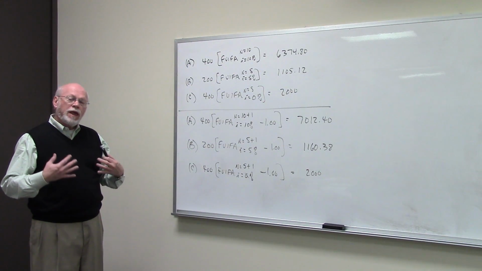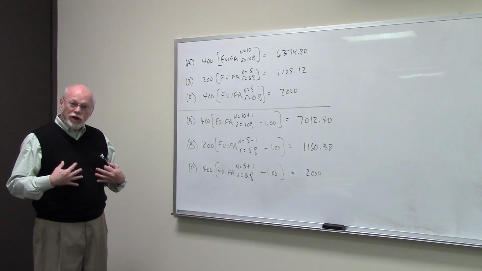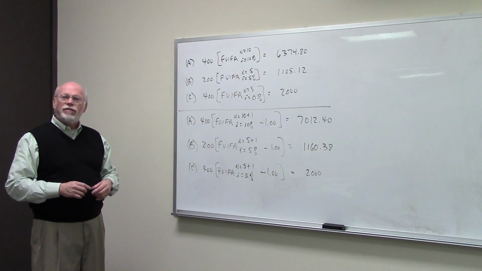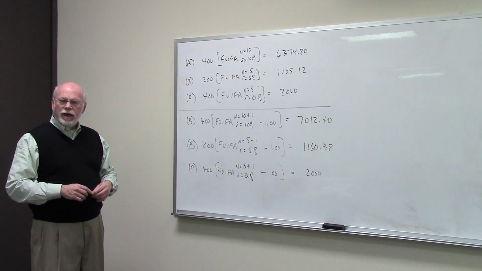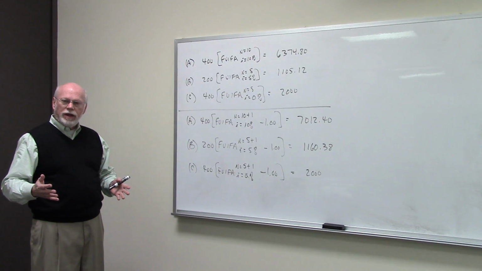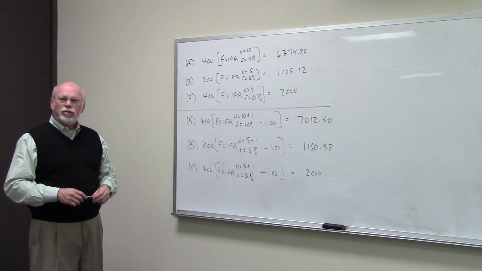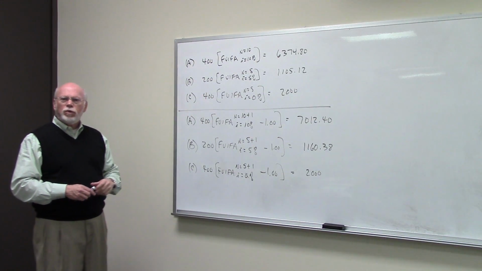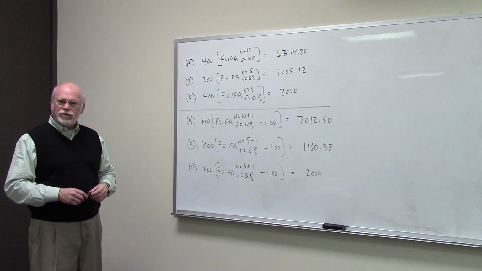$6,374.80. So if we put $400 in the bank at the end of every year for 10 years, and we're earning 10% on all our money, how much would we have at the end of the 10th year? $6,374.80. The second annuity is a $200 annuity received every year for 5 years, and it earns 5% interest.